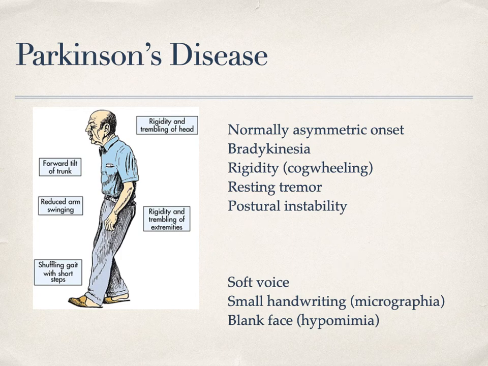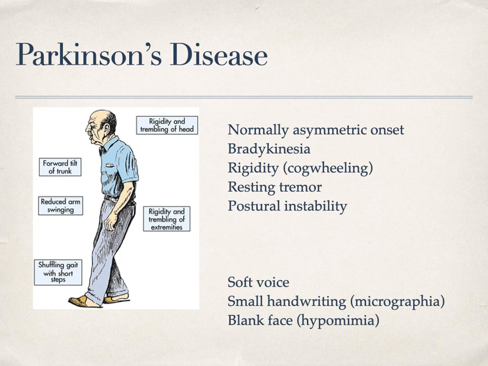They also have other features, such as a soft voice, which we call hypophonia, a blank or expressionless face, which we call hypomimia, and small handwriting, which is termed micrographia. This is the classic diagram of what someone with Parkinsonism looks like.